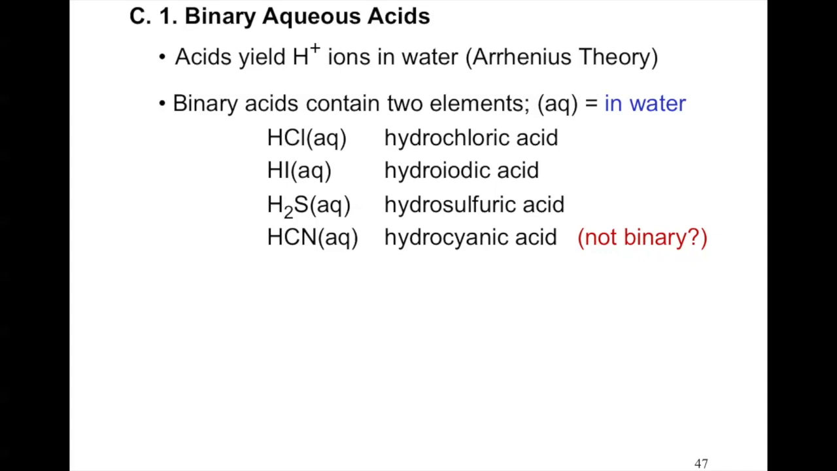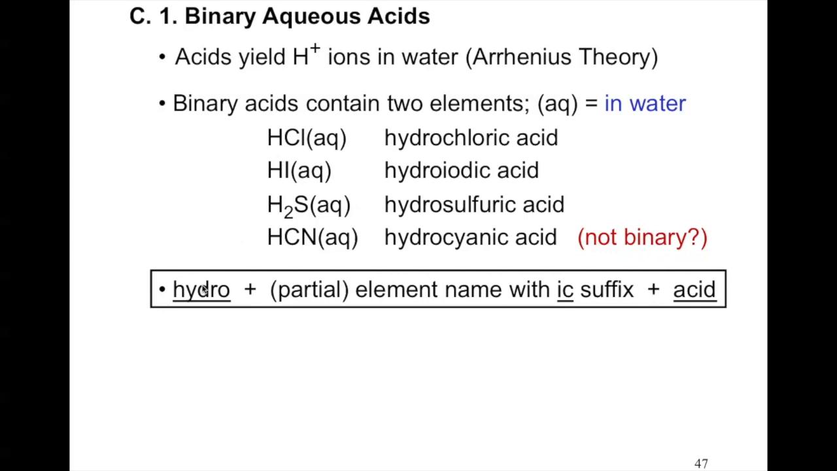HCl is a molecular compound that has hydrogen in it, and it just so happens that when you dissolve HCl in water, it doesn't remain as a diatomic molecule. It fragments into H+ ions and Cl- ions, or hydrogen ions and chloride ions. HI has the same property. It dissolves in water, and when that happens, it fragments into ions. Same thing with H2S and HCN. So how do we name them?